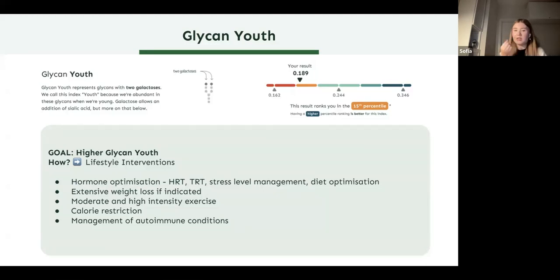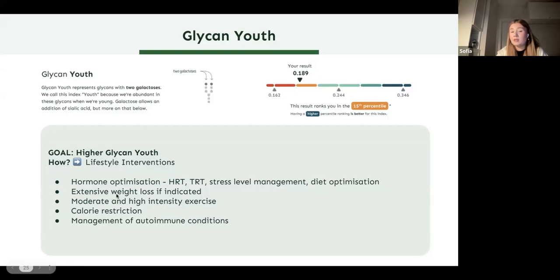These are some interventions that we have seen work for our clients when they have a low glycan use result. The first one is hormone optimization, and we are talking about HRT, TRT, but it doesn't have to be a therapeutic approach. You can also start with stress level management and diet optimization and see where it leads you.